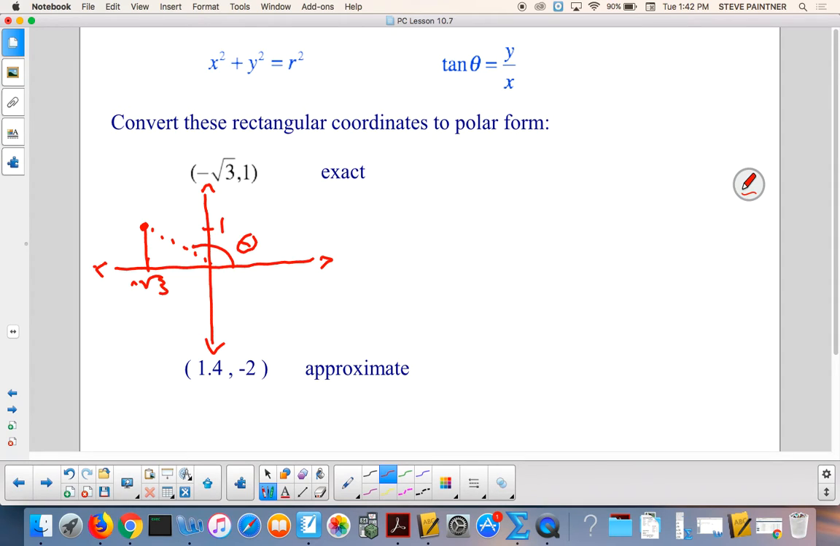How am I going to solve for theta? Yep. So tangent of theta is y over x, which means theta is equal to inverse tangent of 1 over negative root 3. So that's our y, that's our x. Who's got it? Negative 30.